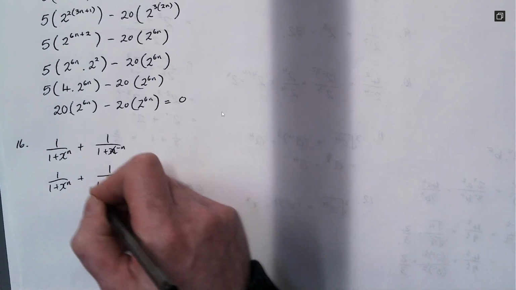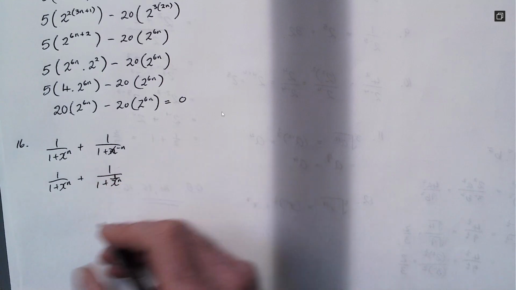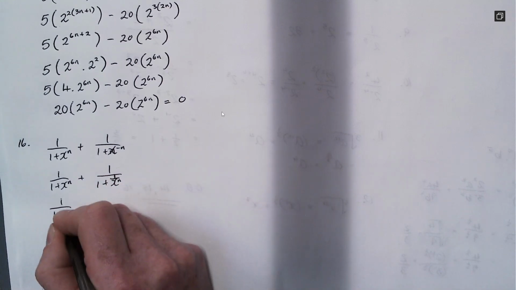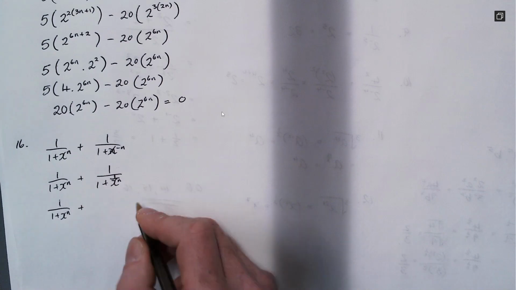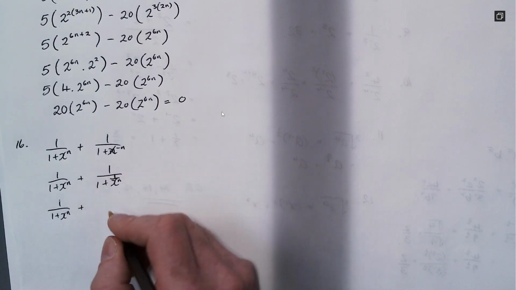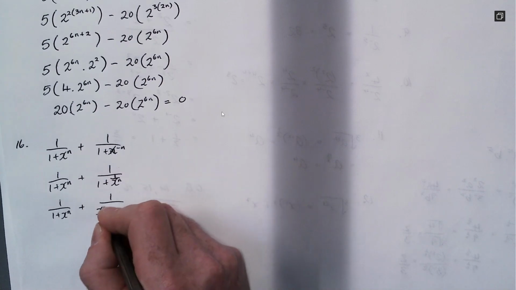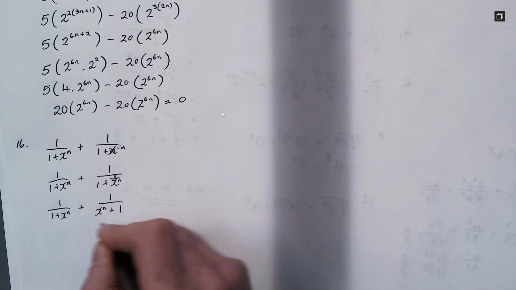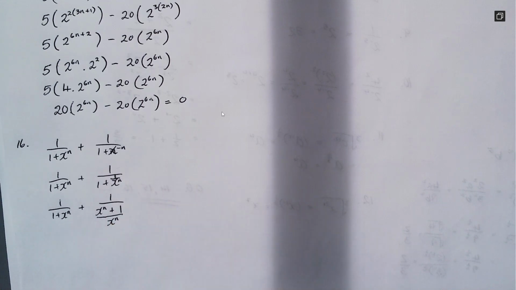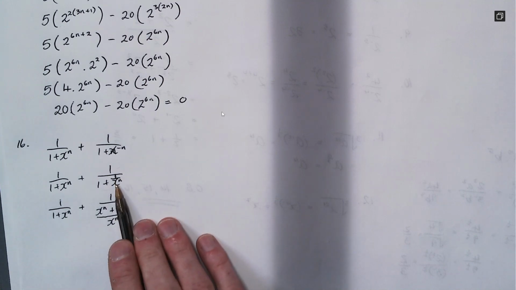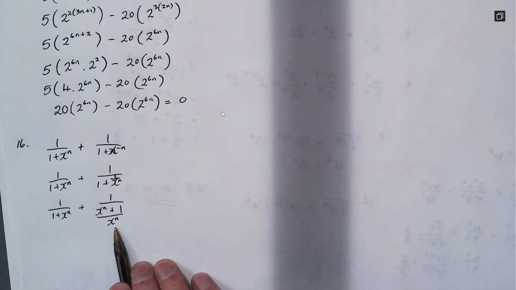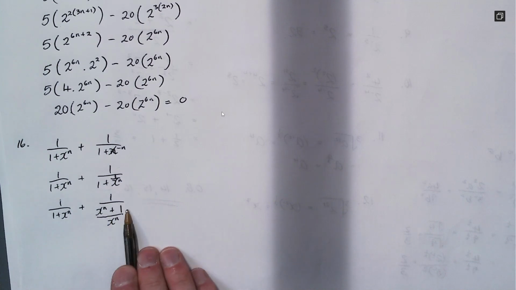Now let's write it as a single fraction. So we have 1 over 1 plus x to the power of n plus, then we write this as a single fraction, we get x to the power of n plus 1. Okay, again, just write it as a single fraction. So 1 plus 1 over x to the power of n, so x to the power of n is x to the power of n plus 1.